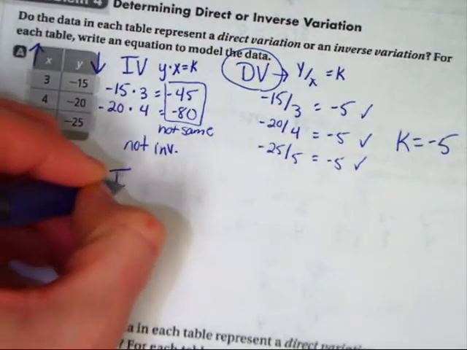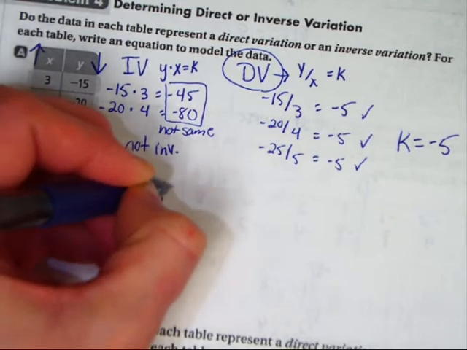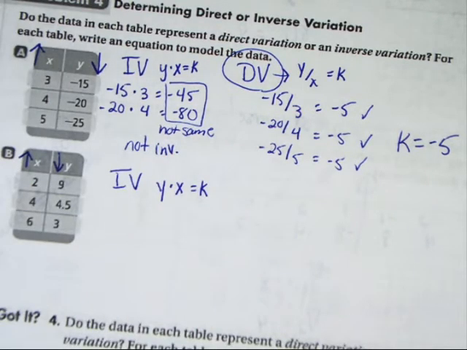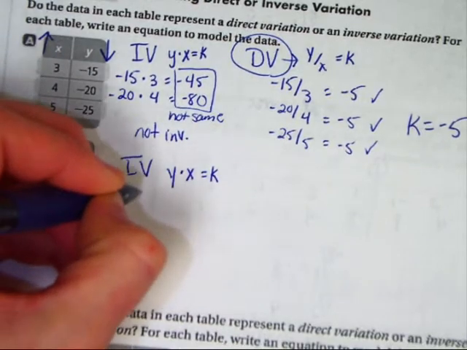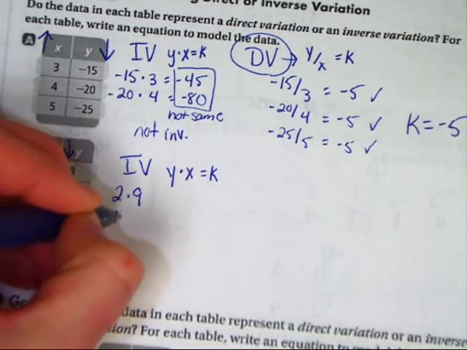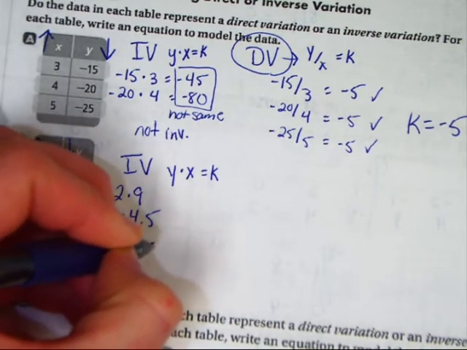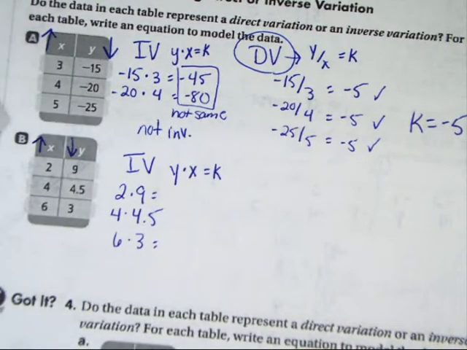Again, I'm going to try for inverse. Remember, my test is y times x equals k. So let's do 2 times 9. Let's do 4 times 4.5. Let's do 6 times 3 and see what we get right away.